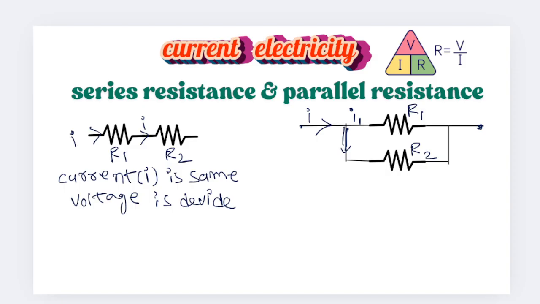Here, suppose I want to find out the voltage V1 across the R1 resistance. V1 is equal to I R1. Next, V2 is equal to I R2. So here the voltage is different and the current is the same. You have to remember these 2 points: the voltage divides and the current is the same.